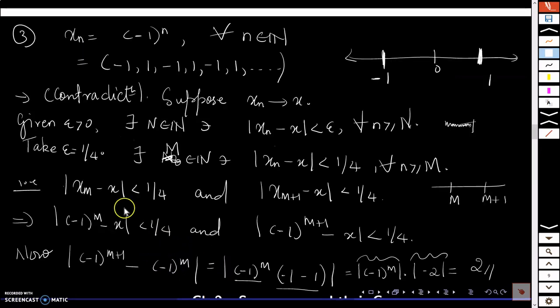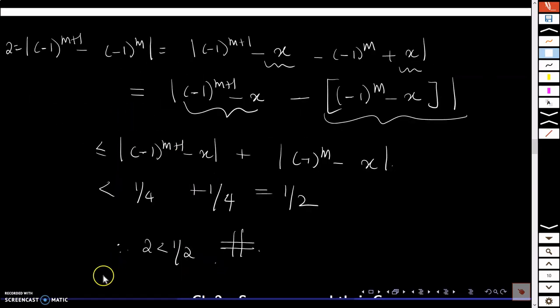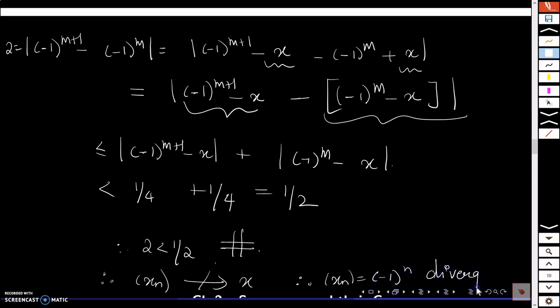Why are we getting this contradiction? Because we assumed that the sequence xn converges to the point x, and therefore this sequence xn does not converge to any point. This is the notation to say that it does not converge, and therefore this sequence xn, which is minus 1 raised to n, diverges, it does not converge.